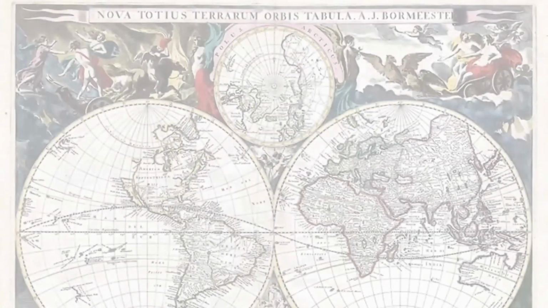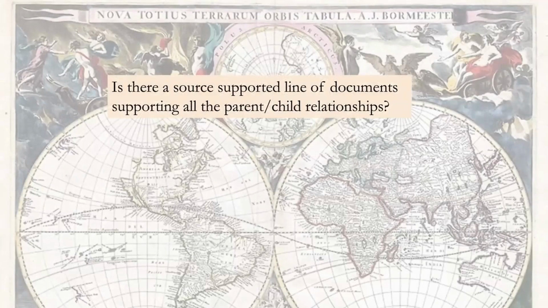So what do I look for? I'm going to give you a kind of real quick summary here. Is there a source-supported line of documents supporting all the parent-child relationships? So everything in the line, your pedigree line back to the person you're looking at, does everybody have documentation that is valid and makes sense, not like the stuff I've been looking at? And all the parent-child relationships are supported.